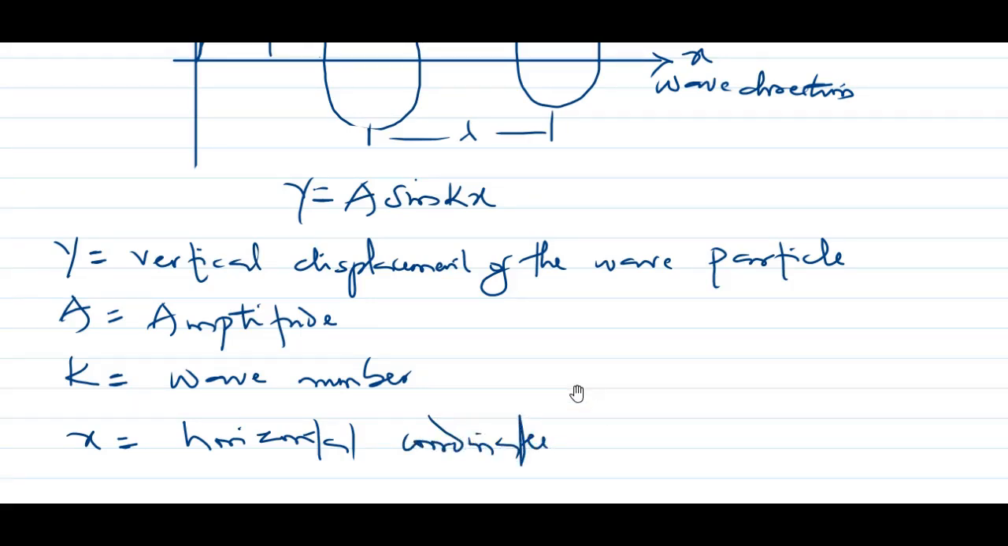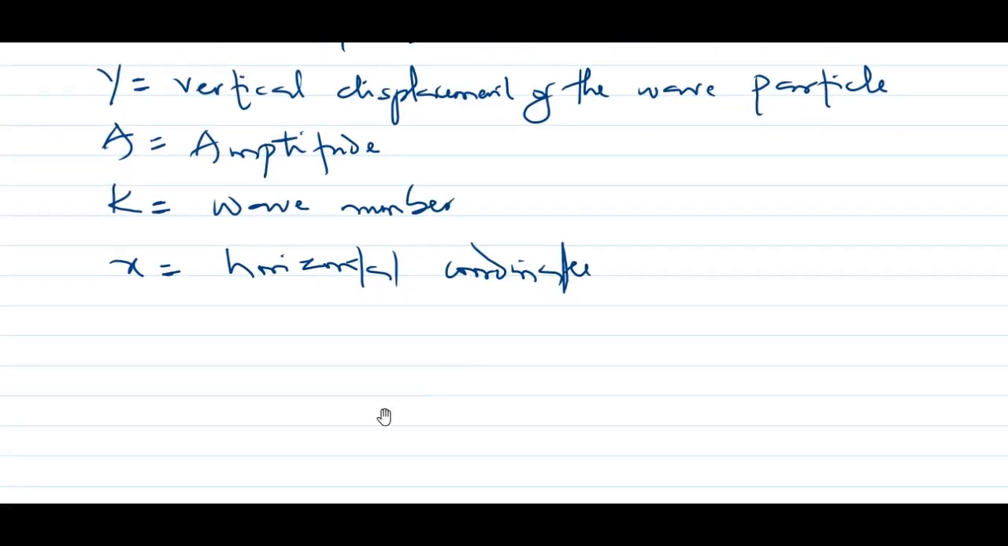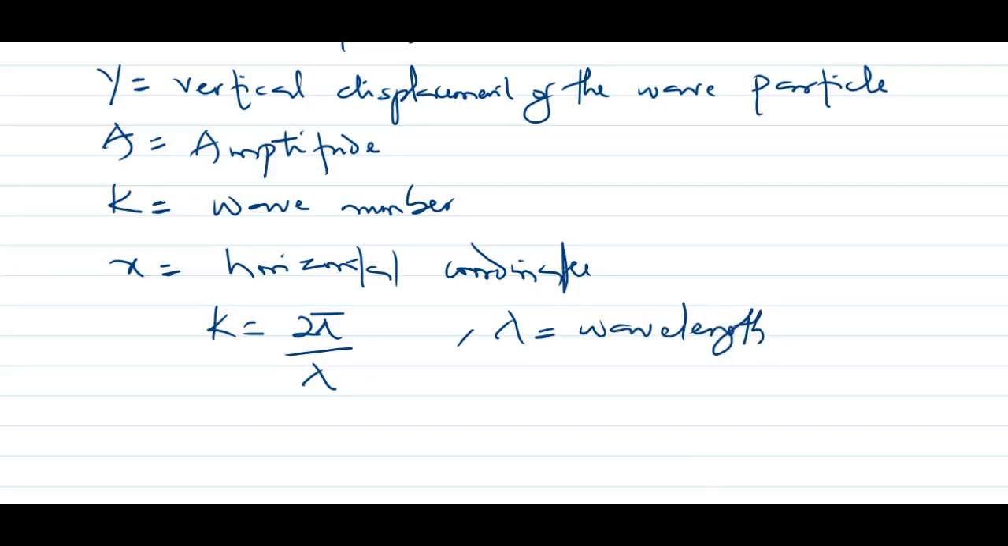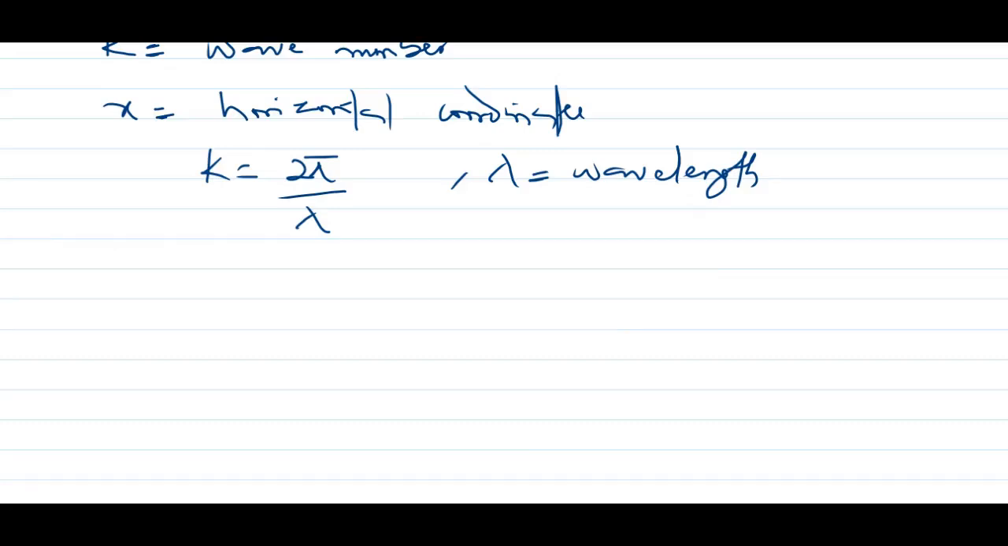the horizontal coordinate. Now for wave number, which is K, you need to recall that K equals 2 pi over lambda, and lambda is wavelength. So if I substitute 2 pi over lambda for K, I have y equals A sine 2 pi x over lambda. And this is the equation of a progressive wave.